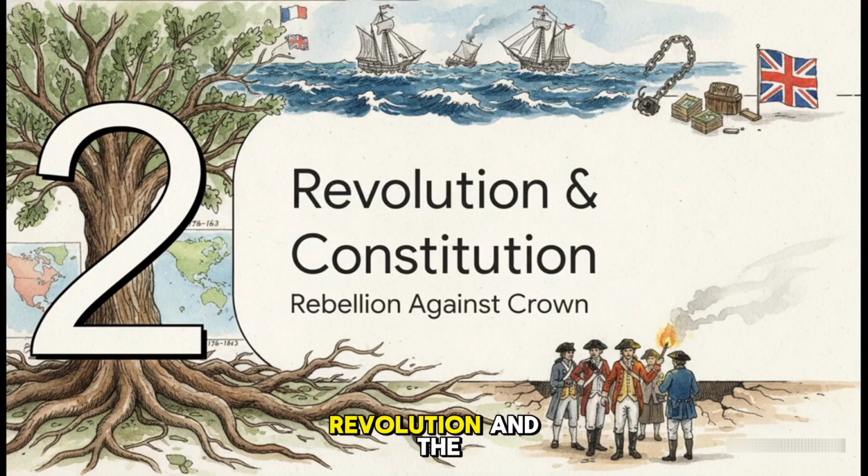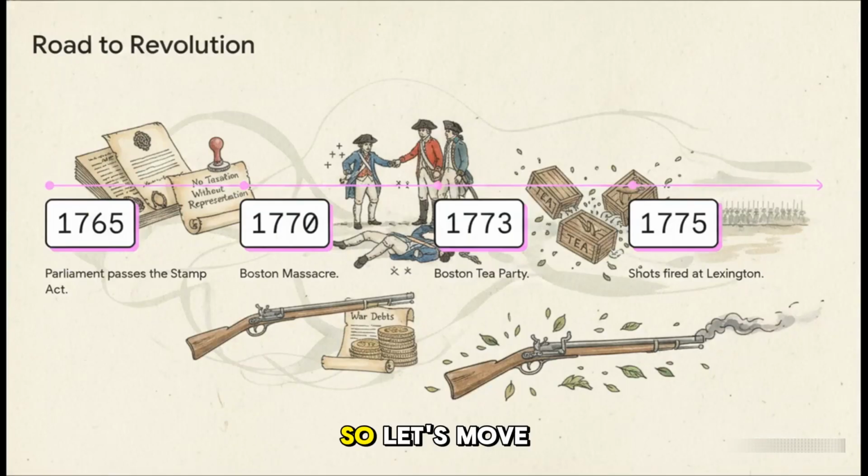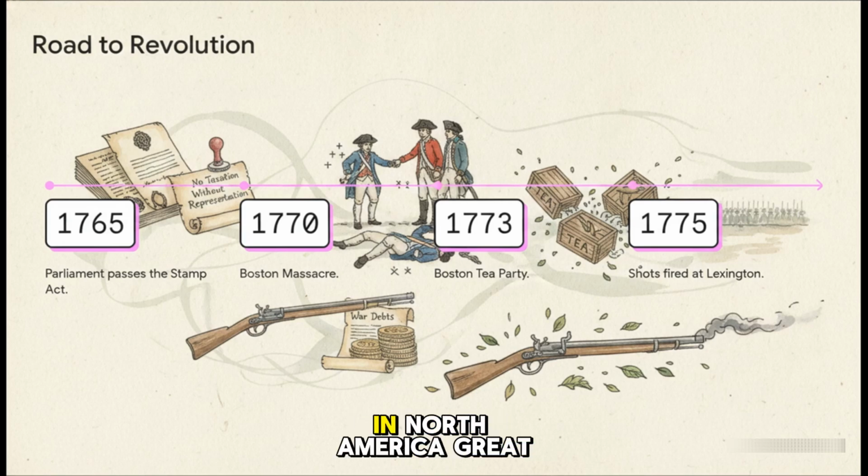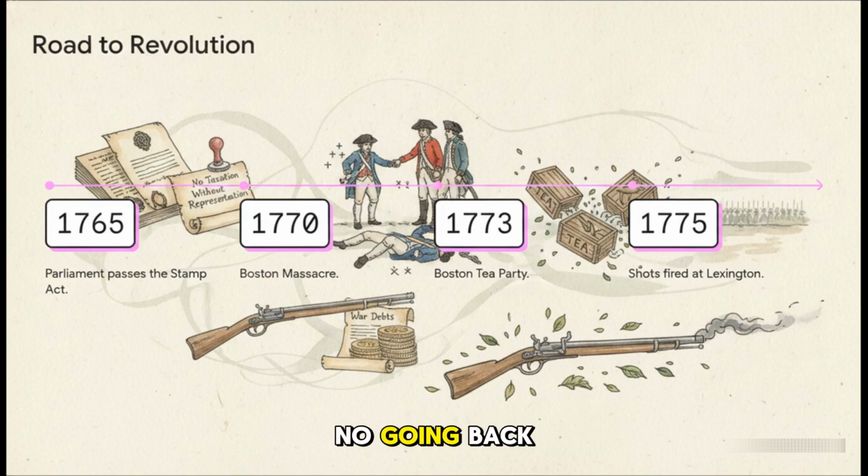Part 2. Revolution and the Constitution. Rebellion against the Crown. So let's move to the next era. It's kind of ironic, actually, how a victory in the global 7 Years' War planted the seeds for British defeat in North America. Great Britain thought it was perfectly justified in taxing the colonies to pay off their war debts. But for colonists used to economic freedom, this escalated blindingly fast from simple boycotts to open, deadly rebellion. You get the Stamp Act, the bloodshed of the Boston Massacre, the Boston Tea Party, until finally by 1775, shots are fired at Lexington. There was absolutely no going back.